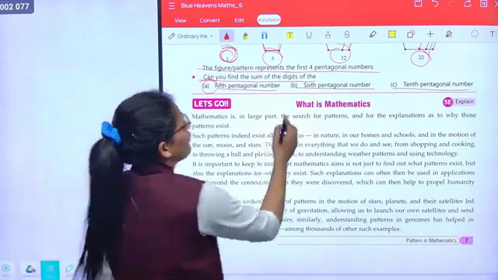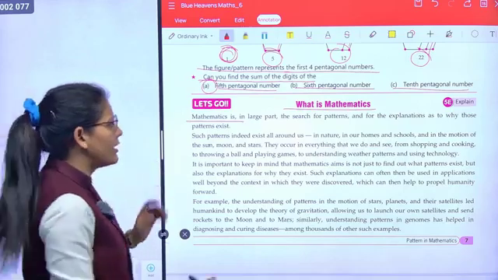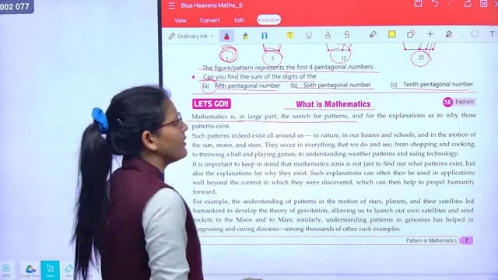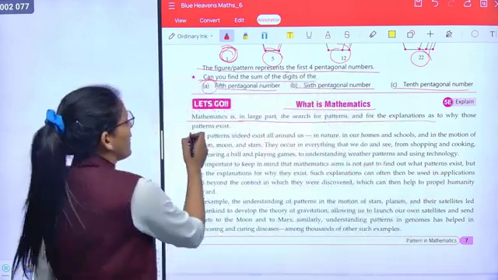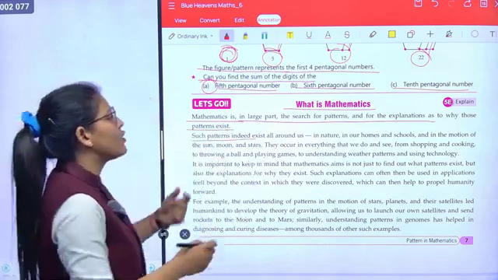Now come on, what is mathematics? Class, mathematics is in large part the search for patterns, and for the explanation as to why those patterns exist. Such patterns indeed exist all around.